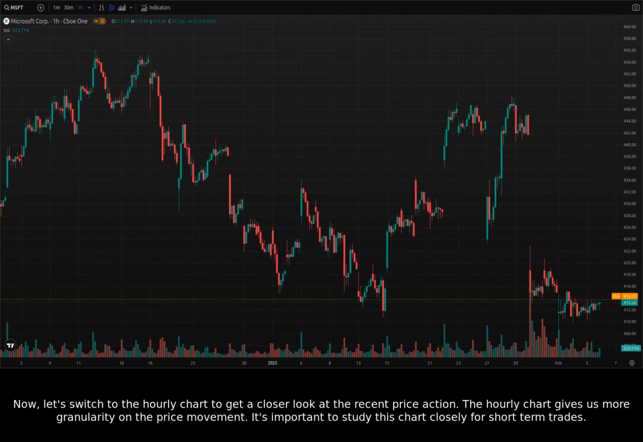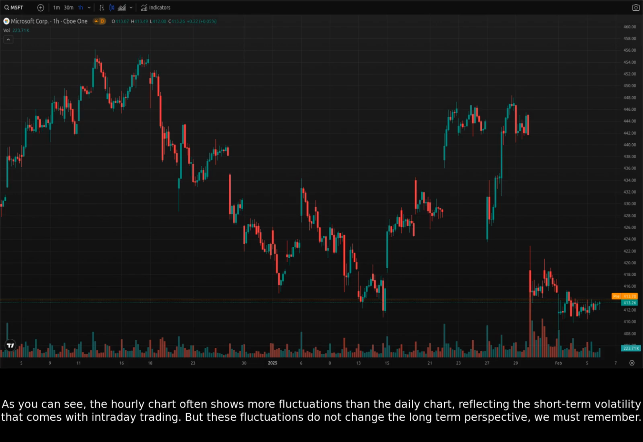Now, let's switch to the hourly chart to get a closer look at the recent price action. The hourly chart gives us more granularity on the price movement. It's important to study this chart closely for short-term trades. As you can see, the hourly chart often shows more fluctuations than the daily chart, reflecting the short-term volatility that comes with intraday trading. But these fluctuations do not change the long-term perspective, we must remember.